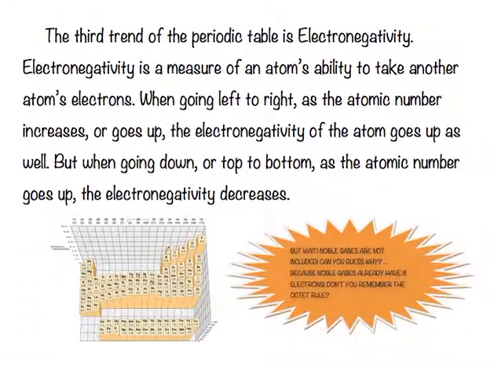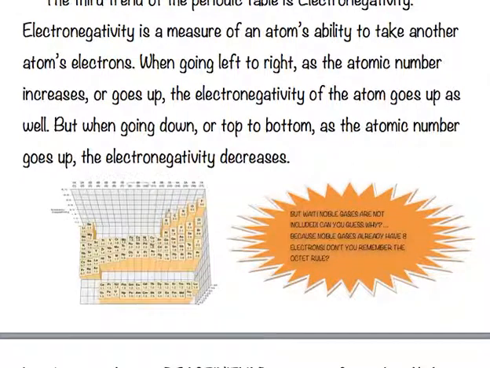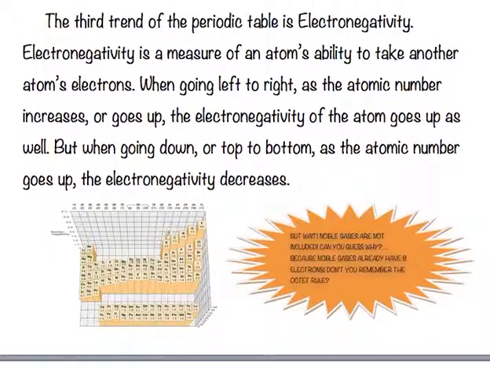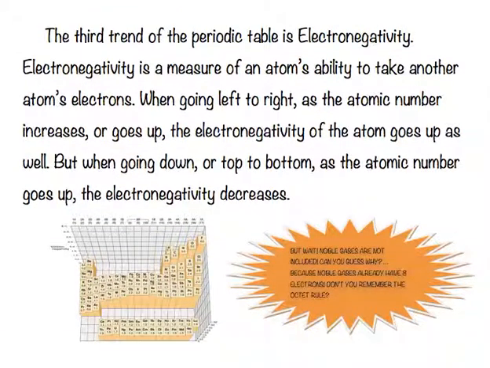The third trend of the periodic table is electronegativity. Electronegativity is a measure of an atom's ability to take another atom's electrons. When going left to right, as the atomic number increases or goes up, the electronegativity of the atom goes up as well. But when going down or top to bottom, as the atomic number goes up, the electronegativity decreases. But wait, noble gases are not included. Can you guess why? Because noble gases already have 8 electrons. Don't you remember the octet rule?